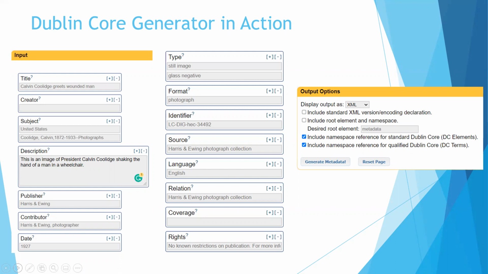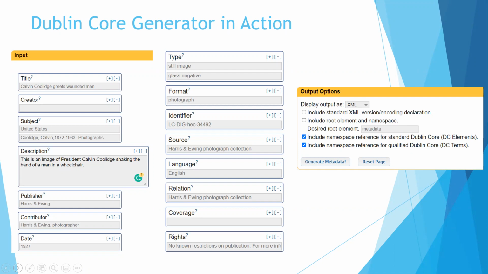Identifier is LCDIG HEC 34492. That was their Library of Congress number. The source is the Harrison Ewing photograph collection. Language is English. The relation is Harrison Ewing photograph collection. And the rights, you can't read all of it there, but there's no known restrictions on publication. But so I copied and pasted all this information into the Dublin Core generator.